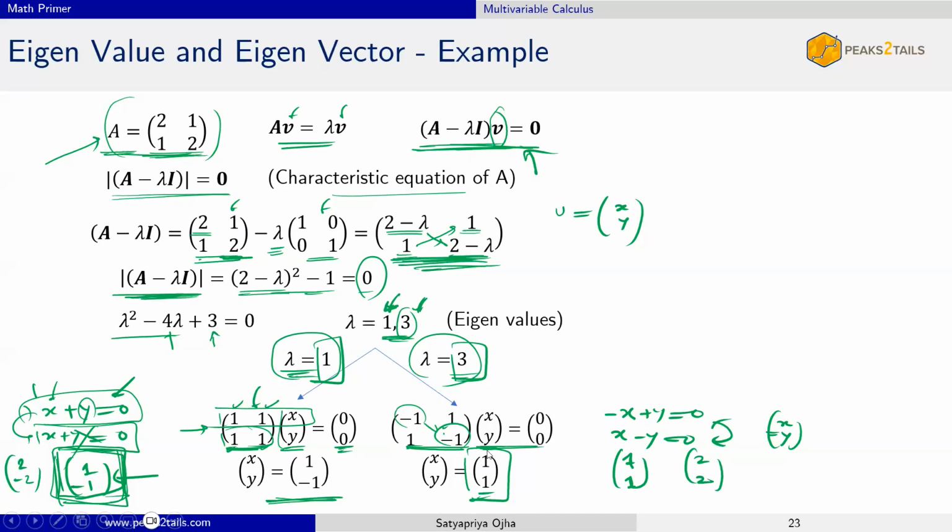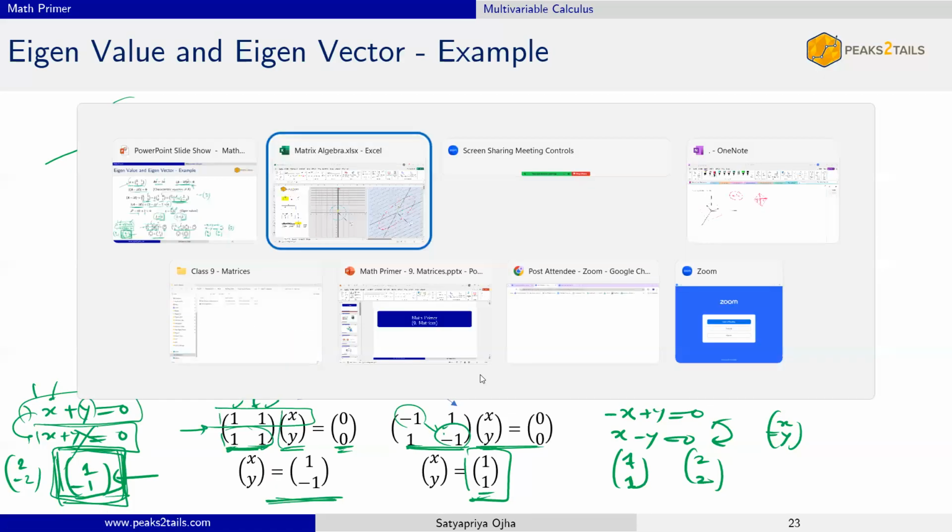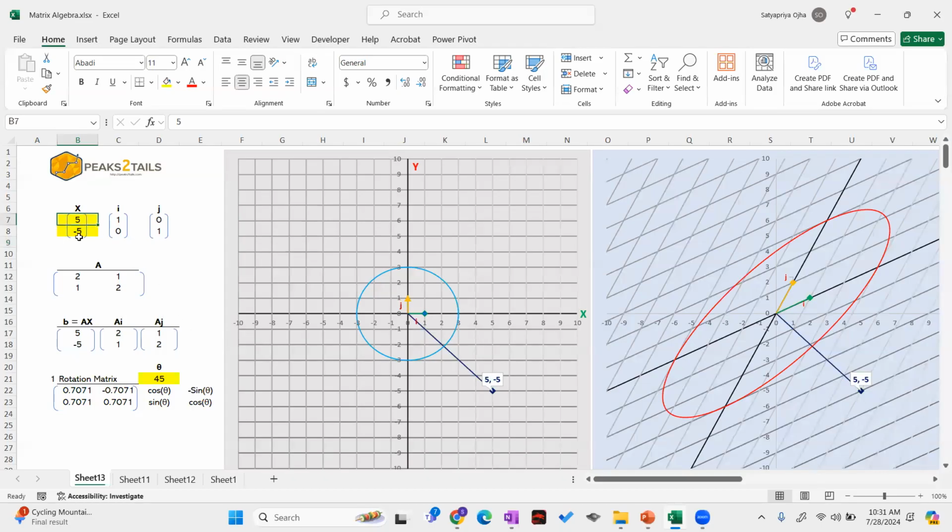The direction is 1, 1. That means x equal to y, right? The scaling or stretching factor is 3. Let's see. So we take 1, 1, and it becomes 3, 3. You can see the orientation, the circle has become an ellipse. And it's a stretching in this direction.